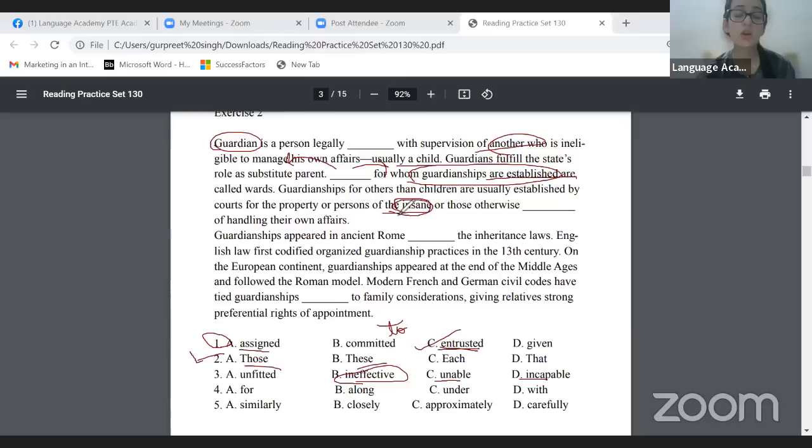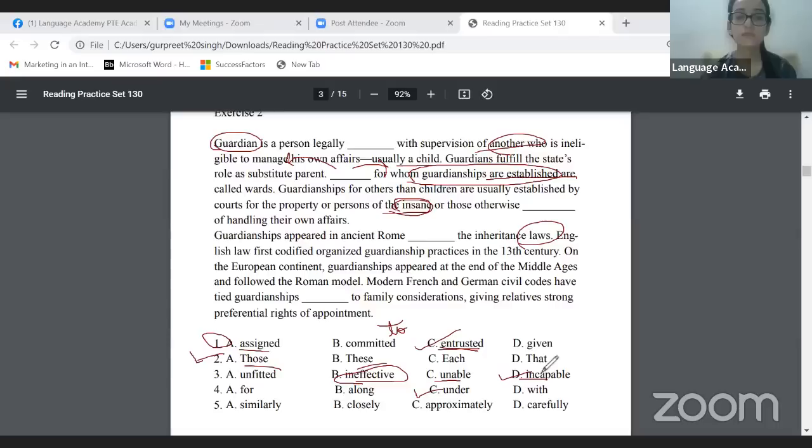It's not that they cannot take care of their affairs. So those people are given guardians by courts; not a person who's just busy is given a guardian. Guardianships appeared in ancient Rome under the inheritance laws. So with the word law, we always use the preposition under. We don't say in the law, we always say under the law this thing is written.